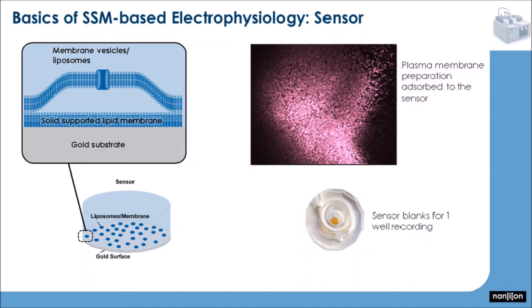Once the SSM is formed, a sample containing the transporter of interest is adsorbed to this SSM. This can be either fragments of plasma membrane or liposomes containing the transporter. Since the SSM is very stable, it's possible to use big surfaces, typically 3 millimeters in diameter, meaning that the protein of thousands of cells is adsorbed to this sensor, which is the key behind this high resolution.